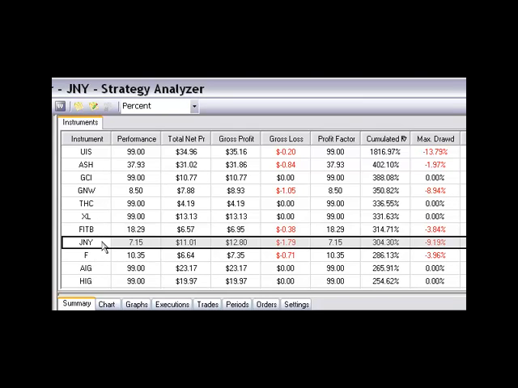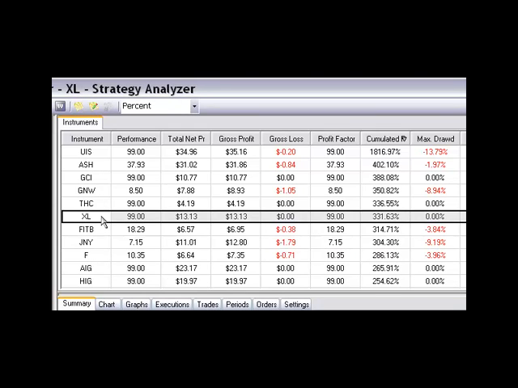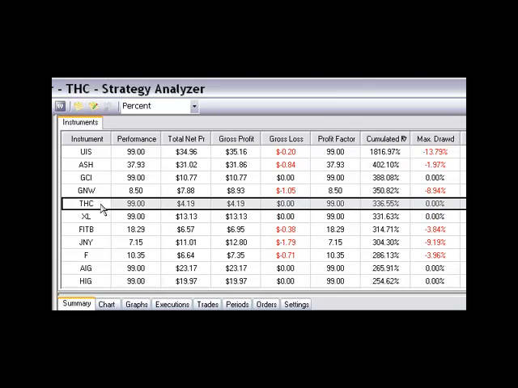invest in. JNY, 304% return on your investment with a 9% drawdown. Or XL, 331% return on your investment with 0% drawdown. THC, 336% with 0% drawdown. We had 3 trades on THC. 100% of them, or all of them, were successful. And so this is one thing to look at.